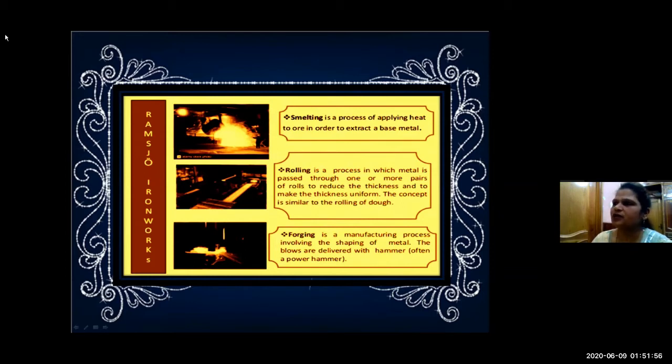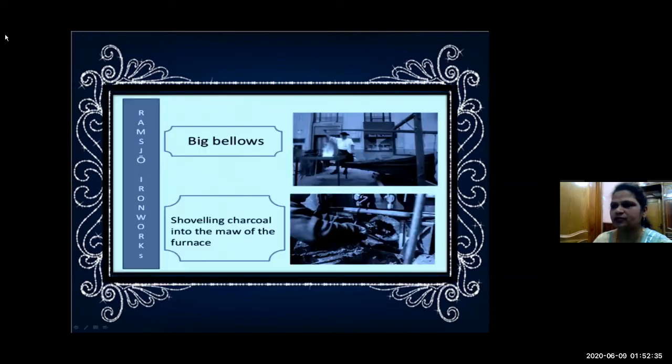Smelting is a process of applying heat to ore in order to extract a base metal. Rolling is a process in which metal is passed through one or more pairs of rolls to reduce the thickness and to make the thickness uniform. The concept is similar to the rolling of dough. Next one is forge. Forging is a manufacturing process involving the shaping of metal. The blows are delivered with a hammer, and these are open and very powerful hammer strokes.